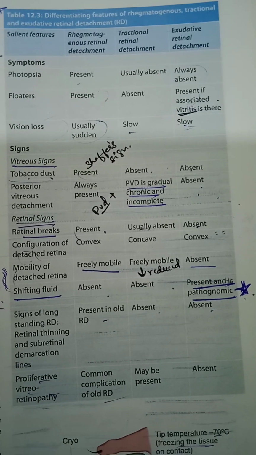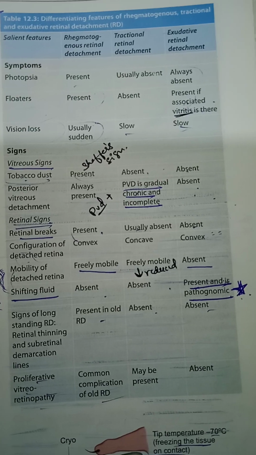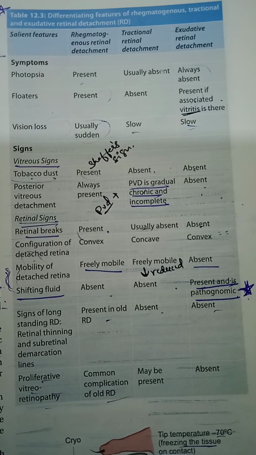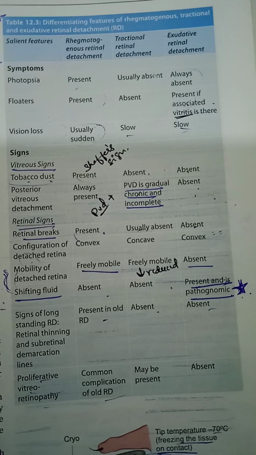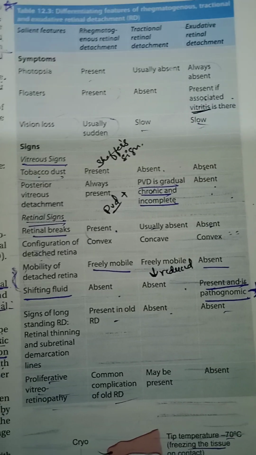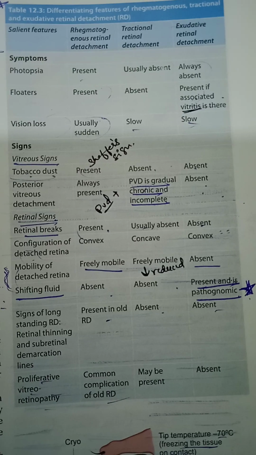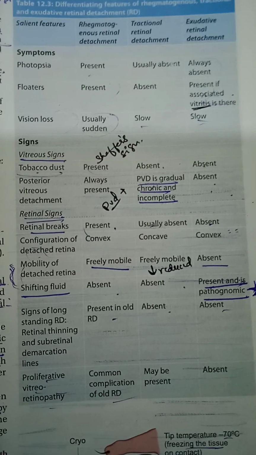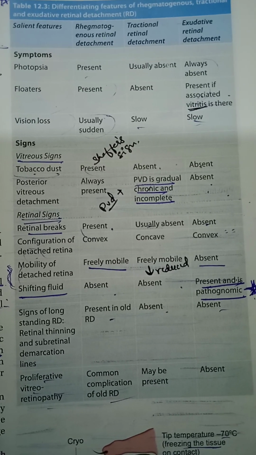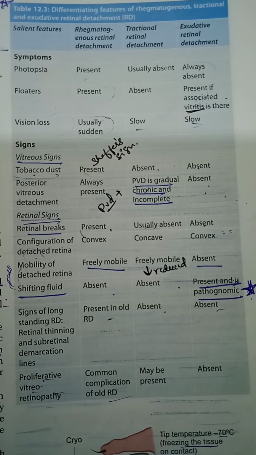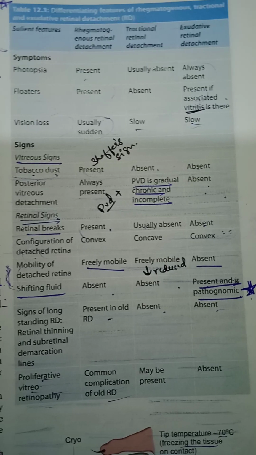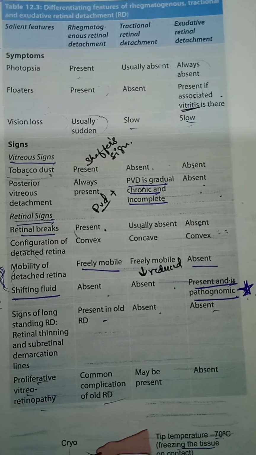Whereas in tractional retinal detachment, there will be no retinal break, and also no complaint of floaters or photopsia, and vision loss is basically slow. The main pathology is formation of vitreoretinal traction bands that could follow trauma or hemorrhage, and the most common causes are proliferative diabetic retinopathy, retinopathy of prematurity, sickle cell retinopathy, and Eales disease.